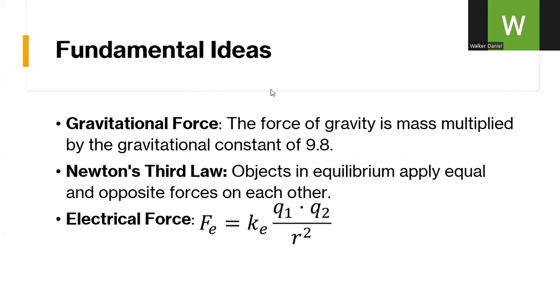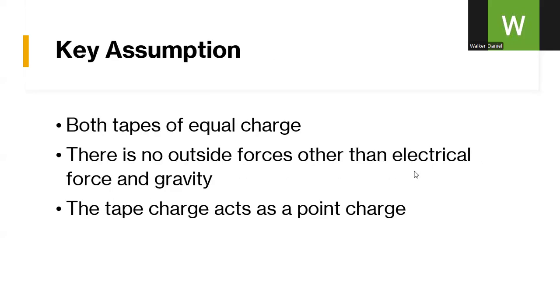Here are some fundamental ideas that were pretty core for the whole lab. First, the gravitational force. The force of gravity is mass multiplied by the gravitational constant of 9.8. Additionally, Newton's third law: objects in equilibrium apply equal and opposite forces to each other. And then finally, electrical force, and that's the equation right here that we used for a lot of our calculations. And these all came together to show exactly what we were looking for in the lab.